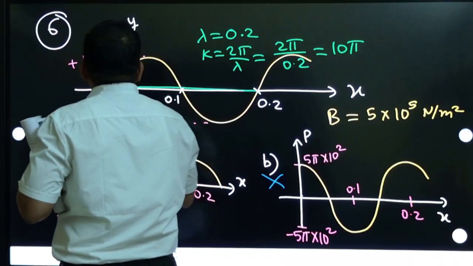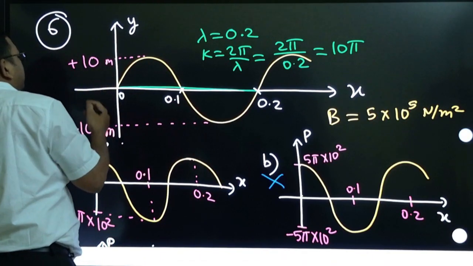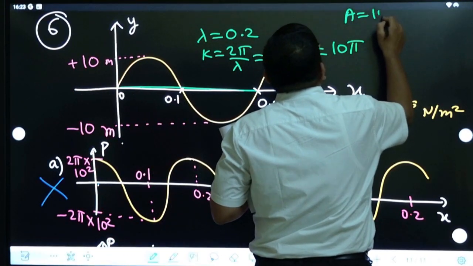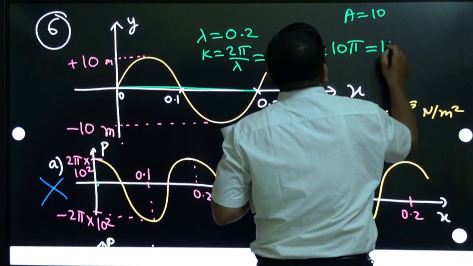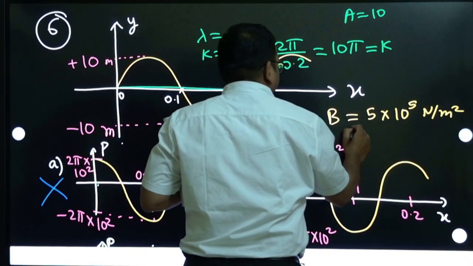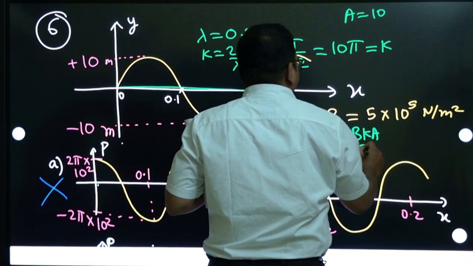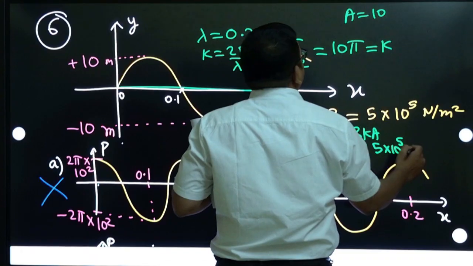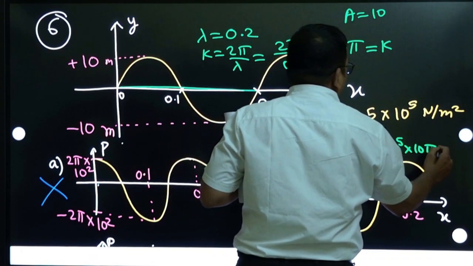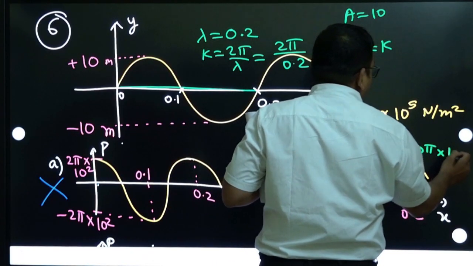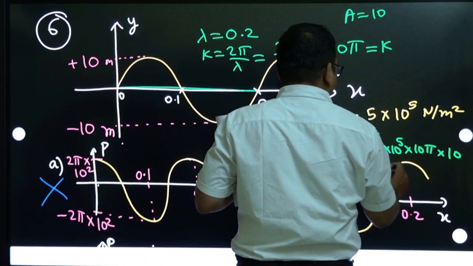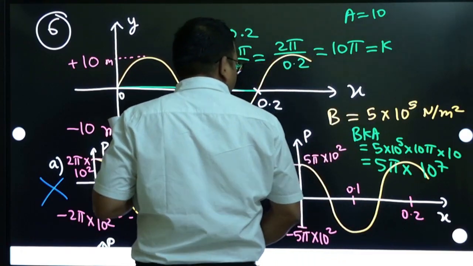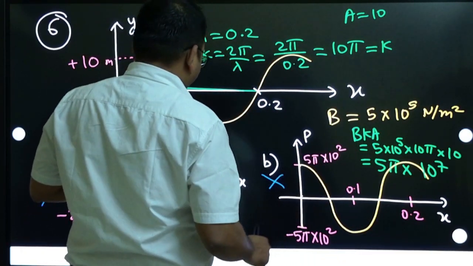Right, and amplitude here A is how much? Amplitude is 10 meter. So amplitude is 10. This is K and B is given. So what is BKA? BKA means B is 5 into 10 to the power 5, K is 10 pi, into A is 10. So this becomes 5 pi into 10 to the power 7. Correct? 5, 6, 7. Right?